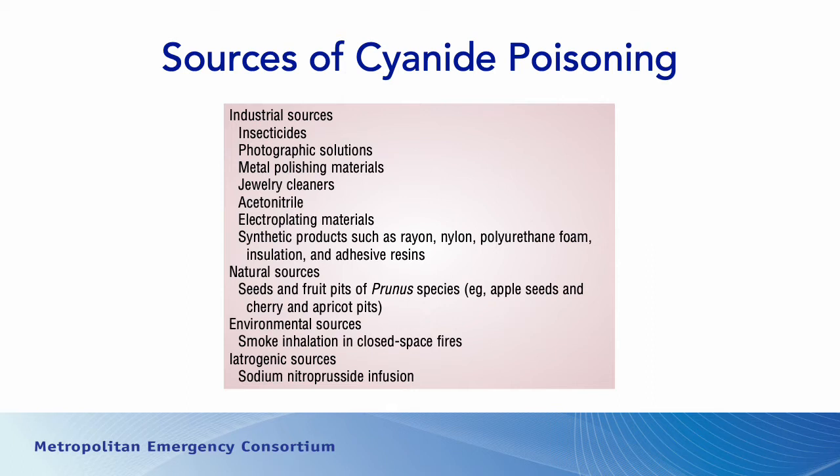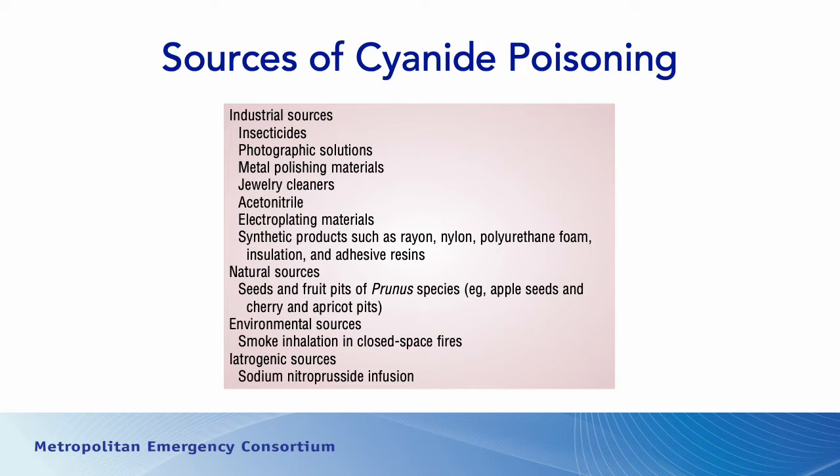And then synthetic products such as rayon, nylon, and so on, those things are all sources of cyanide poisoning if they burn. A number of years ago, we talked about people using seeds and pits from apricots as a way of treating cancer. Well, the problem is if you eat a lot of apricot pits and other seeds, you can develop cyanide poisoning because cyanide is naturally inherent to those pits. For us, environmental sources, that's smoke inhalation and closed-space fires, that is the number one source that we're going to see.